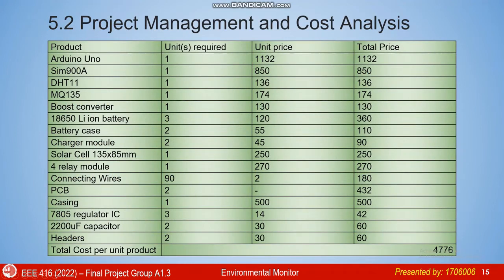Next topic is project management and cost analysis. Here, the products we required to construct the project are mentioned. The units required to construct the project are also mentioned, along with the unit prices and total prices. The total price of our one unit project is 4,776 taka.